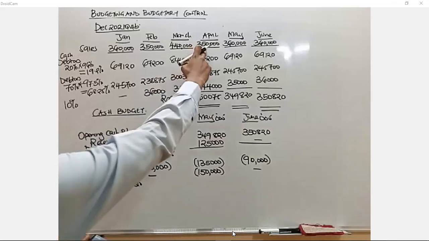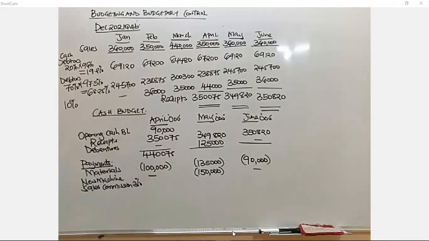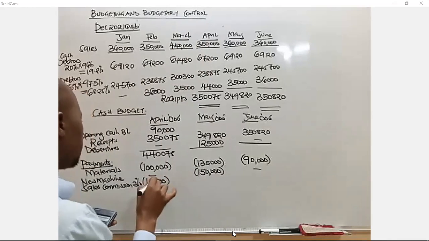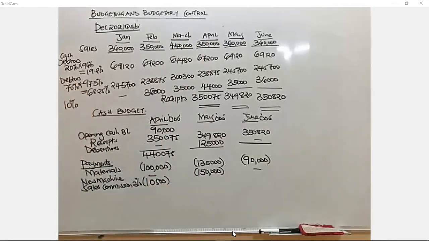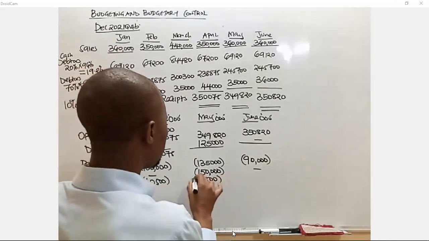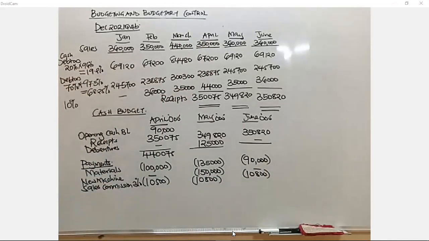Hizo ndio sales a month of April. Whether you use on credit ama uko na cash, lazima upeane sales commission. Right? As long as it is recognized as a sale. Here we are discussing about 10,500. Right? The next one will be 360. 10,800. 10,800. That is the commission. Commission unalipa ile mwezi uliuza hizo goods. Whether they were on credit, or not.